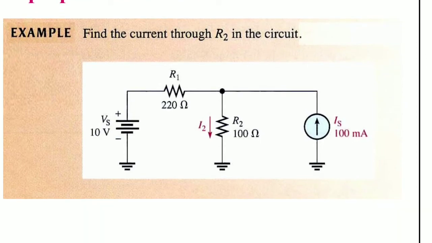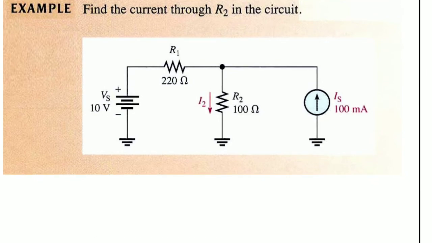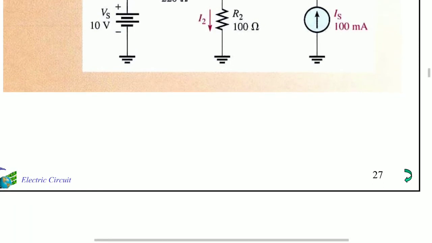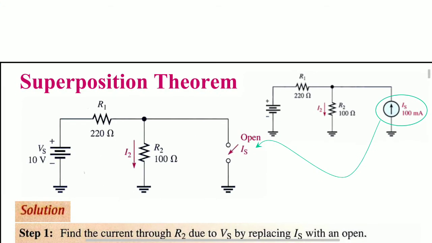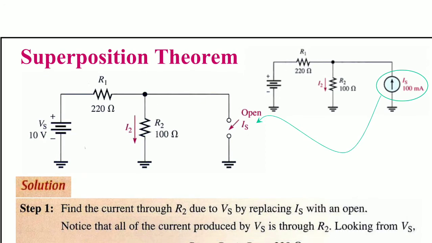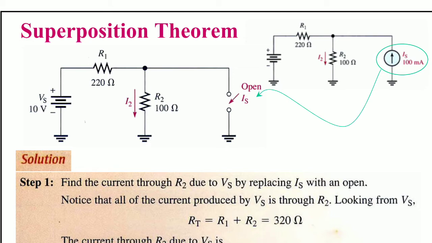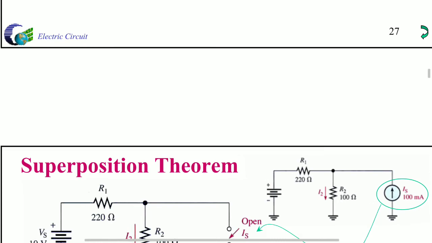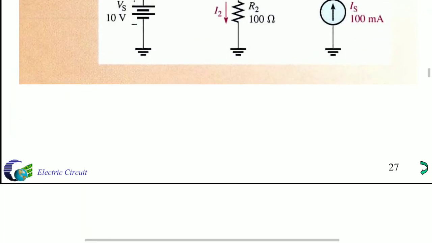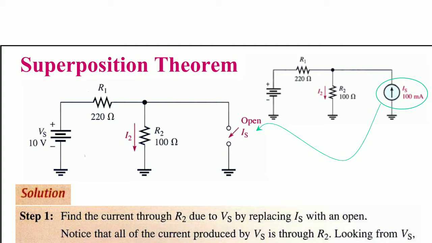Here, deactivating any one source means it is replaced by a short circuit or open circuit. If a voltage source is deactivated, it becomes a short circuit. If a current source is deactivated, it becomes an open circuit. Now in step 1 the current source is deactivated, that means it is an open circuit, so there is no current, that means Is is equal to 0.